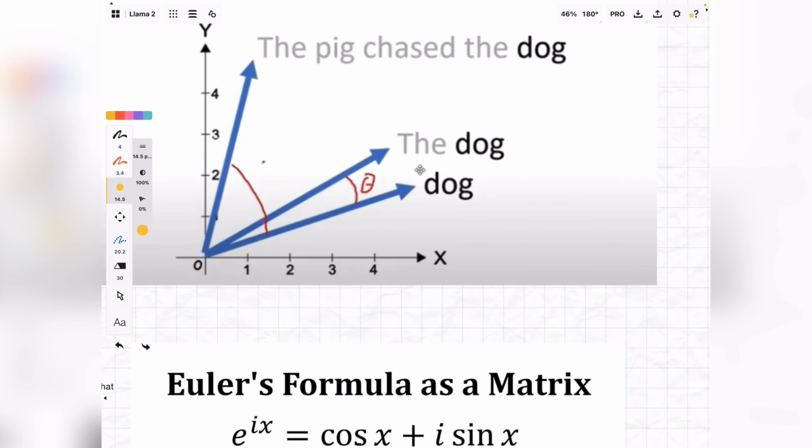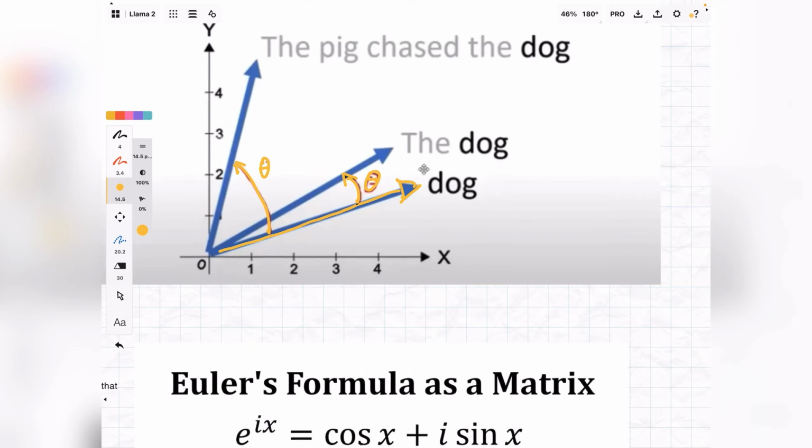So let's take the vector dog. Let's say this is the position in space. If dog is in token number 2, we're going to rotate it by theta. If it's deeper in the sequence, we're going to rotate it by another theta. So the rotation will encode where it is in the sequence.